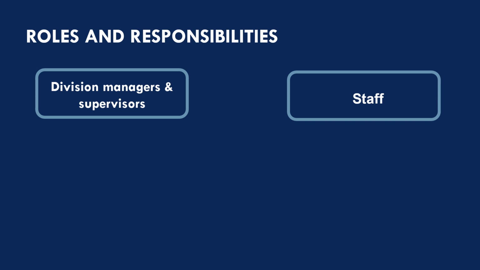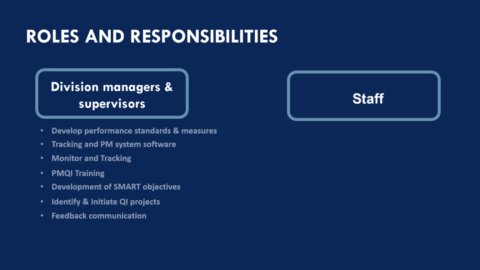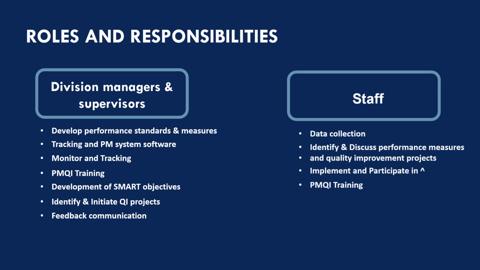So if you are a division manager and supervisor or a staff member, you may be wondering what this looks like for you within Cattaraugus County Health Department. And in general, division managers and supervisors are the ones setting this up. They're the ones deciding on the performance standards, tracking it through our software system, which is VMSG, encouraging training where needed, deciding on whether quality improvement initiatives are needed, and then also communicating feedback appropriately. Staff, alternatively, are the ones collecting the data, potentially identifying valid performance measures, and also participating in the decided upon quality improvement projects.